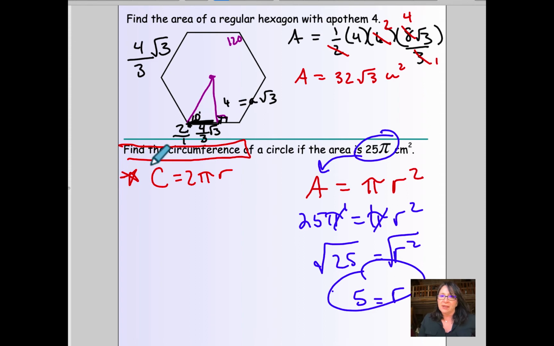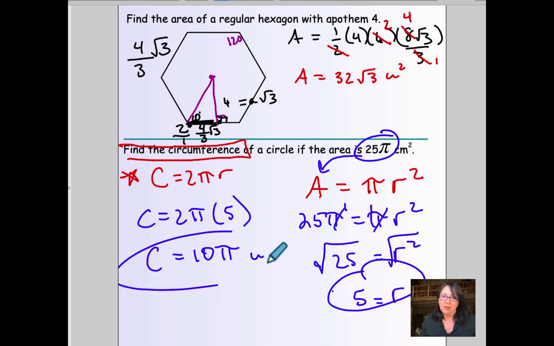The question said, find the circumference. So I'm going to take my radius. Circumference equals 2 times pi times my radius, which is 5. And now I have my circumference, which is 10 pi units.